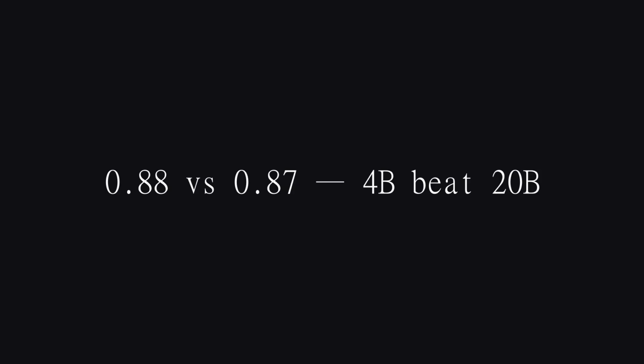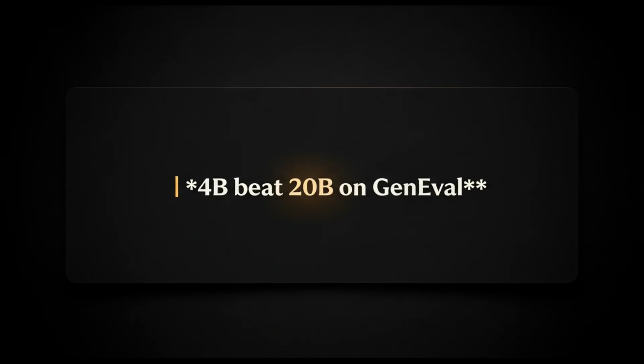GenEval scores. Mage-Flow Turbo, 4 billion parameters, 0.88. Qwen-Image, 20 billion parameters, 0.87. Flux 2 Klein, 9 billion, 0.86. A 4 billion parameter model outscored the 20 billion competition. Yes, benchmarks lie. Product photography prompts do not care about GenEval. More on that in a second.